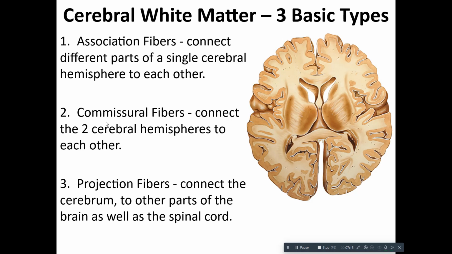The word commissure means adjoining or connecting. Then finally, there are projection fibers. Projection fibers connect the cerebrum to other parts of the brain, like, for example, the cerebellum, the brainstem, the diencephalon, or the spinal cord itself. So those are my 3 basic types of white matter fibers I'm going to find in my cerebrum.